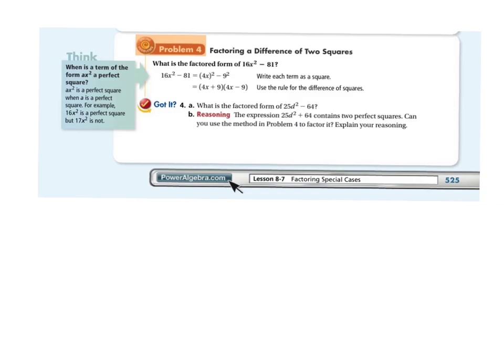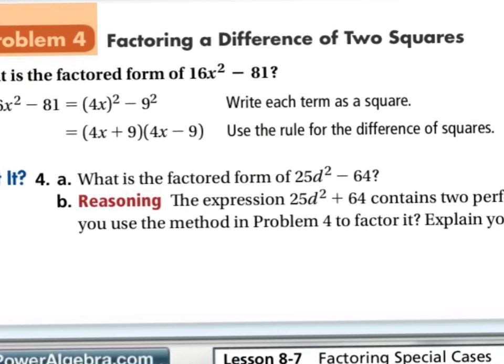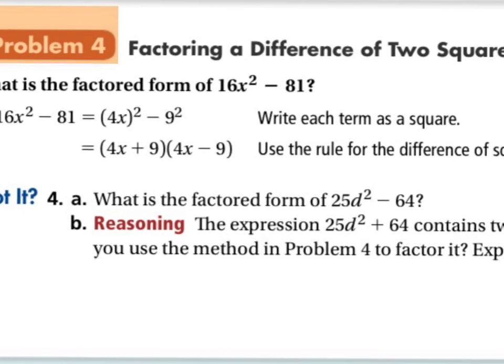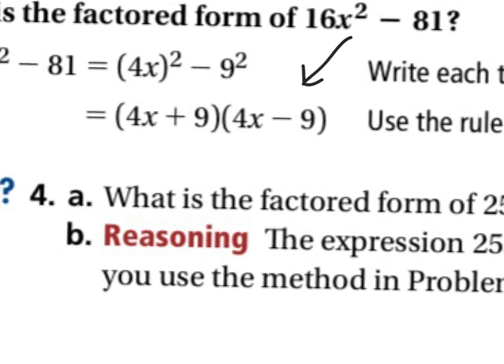Problem 4 is really very similar. The only thing they've done is they've added a number in front of our squared term. So 16x squared minus 81 is going to factor. It'll be 4x plus 9 times 4x minus 9.